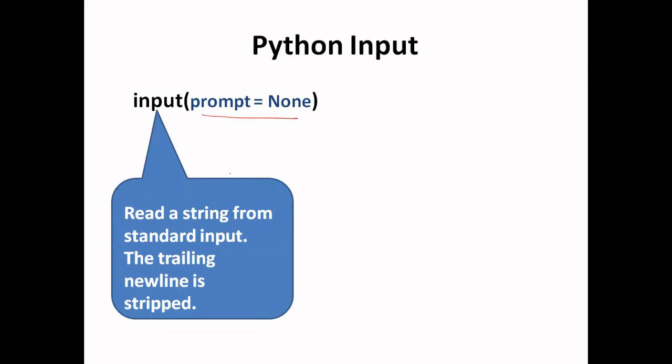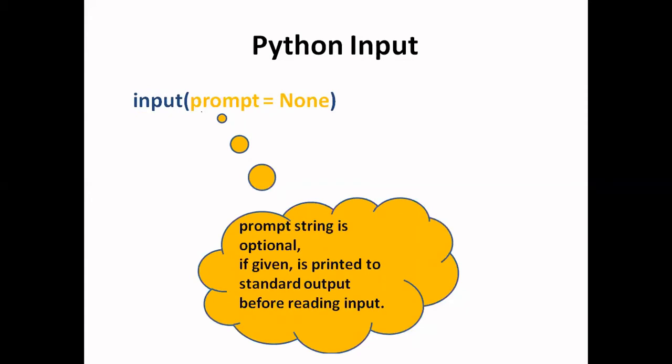That means the console. The input function also contains a default argument, which is prompt, and its default value is set to None. That means if we do not give anything to the input function, it is considered as None. So it takes a string as an argument, and if it is given, then this string will first be displayed to the user, and after that the user can give any input.